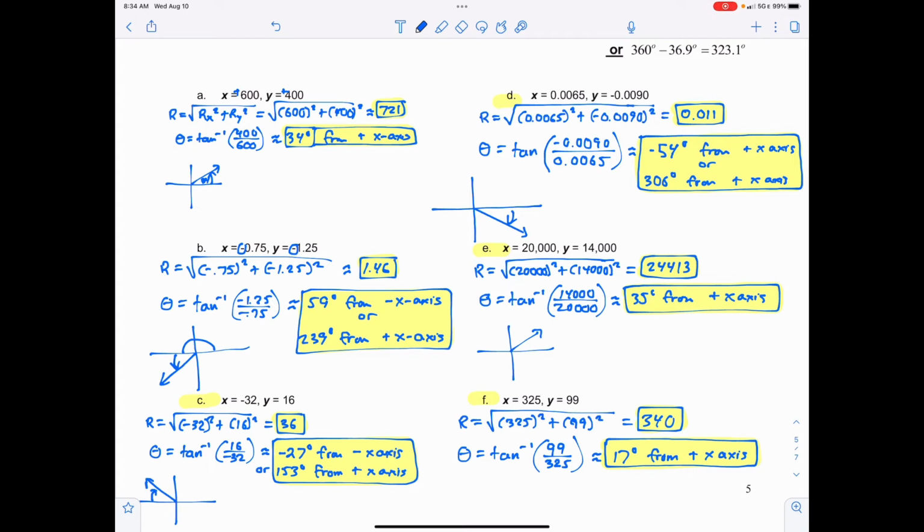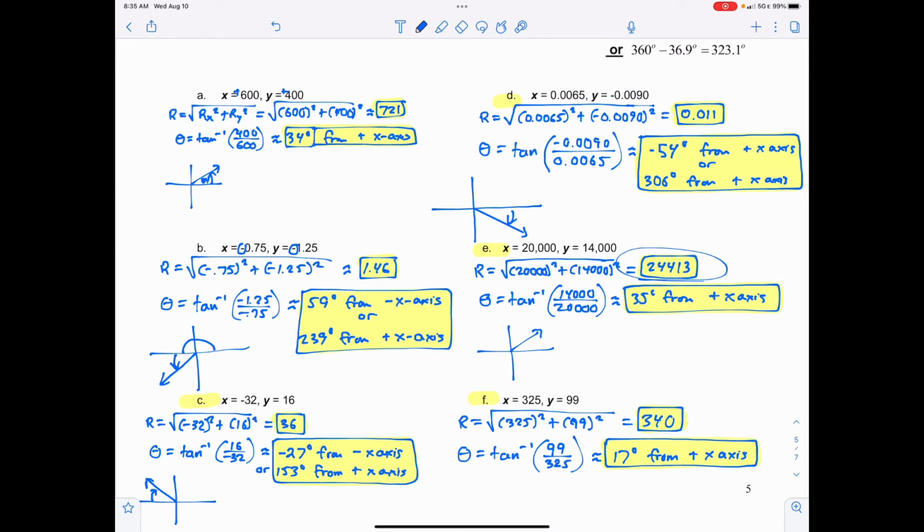Letter D, we can see the magnitude of the vector is about 0.011. When we calculate the arctangent formula, we get an angle of negative 54. Drawing a small sketch, that puts this in quadrant number 4 down here. So negative 54 degrees from the positive x-axis, or subtract from 360, and it's 306 degrees from also the positive x-axis.